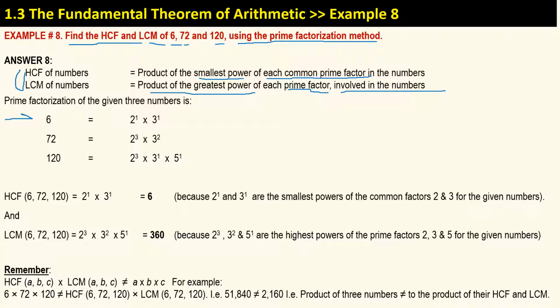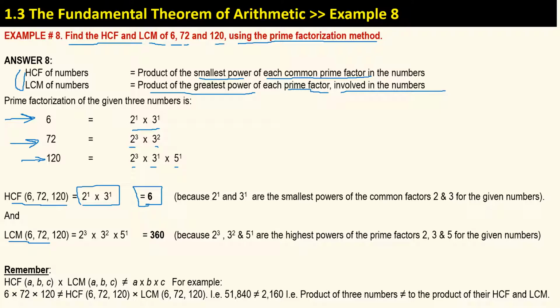So now let's carry out the prime factorization of 6, which is equal to 2 raised to power 1 multiplied by 3 raised to power 1. 72 can be factorized into its primes by 2 raised to power 3 multiplied by 3 raised to power 2. And then 120 will go into 2 raised to power 3, 3 raised to power 1 and 5 raised to power 1. So the HCF of these three numbers here will be 2 raised to power 1 multiplied by 3 raised to power 1, which is equal to 6.